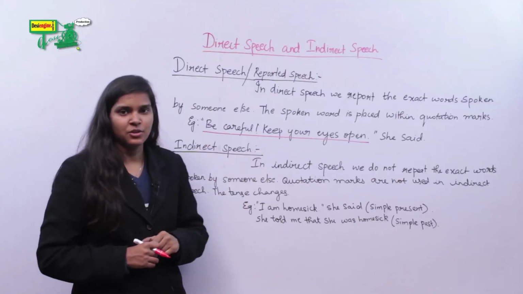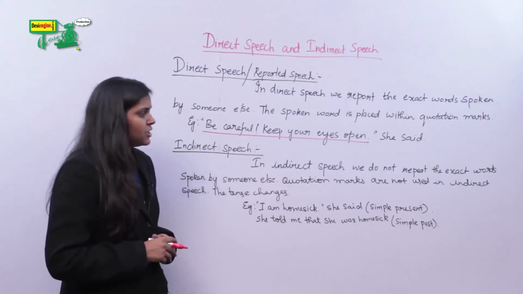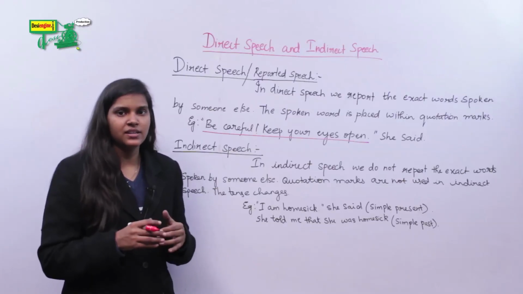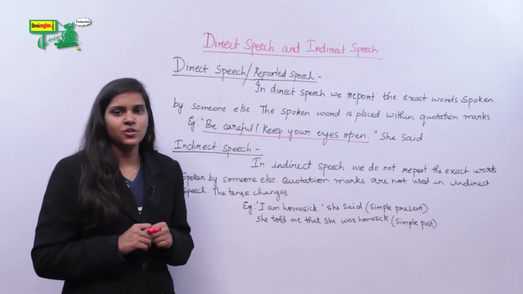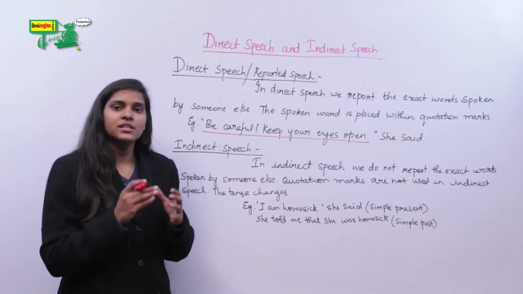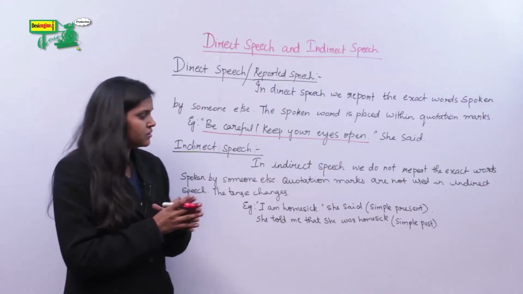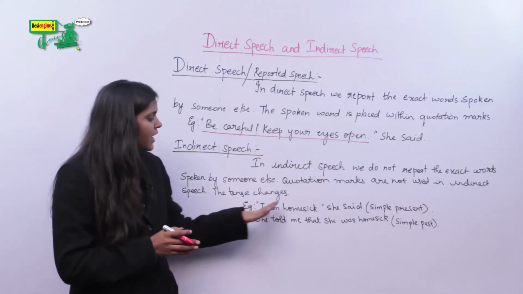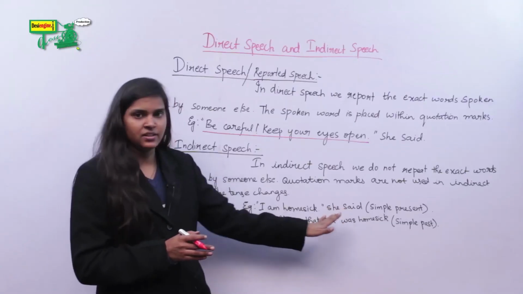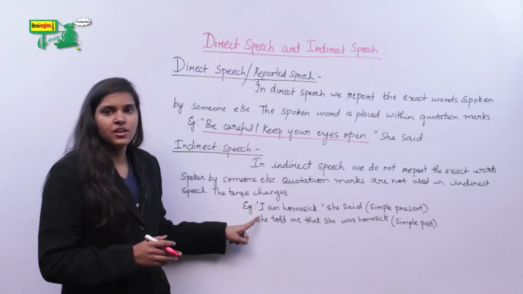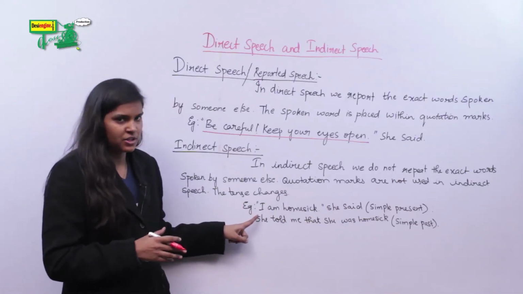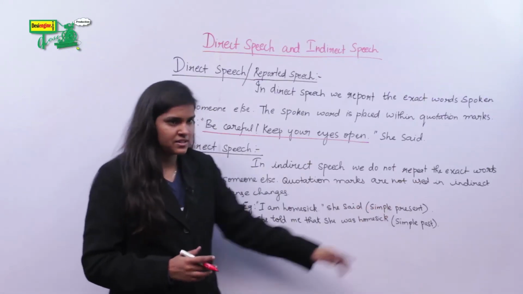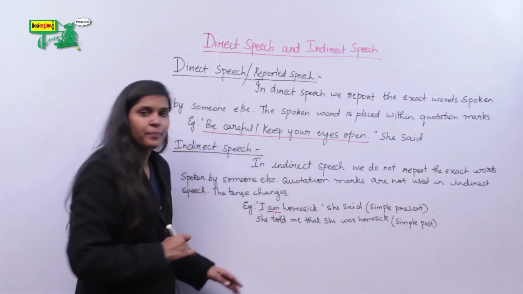Let's do indirect speech now. In indirect speech, we do not repeat the exact words spoken by someone else, and the words are not placed within quotation marks, plus the tense also changes. For example, "I am homesick," she said. This sentence is in reported speech, that is direct speech, and the tense of the sentence is simple present, shown by am.